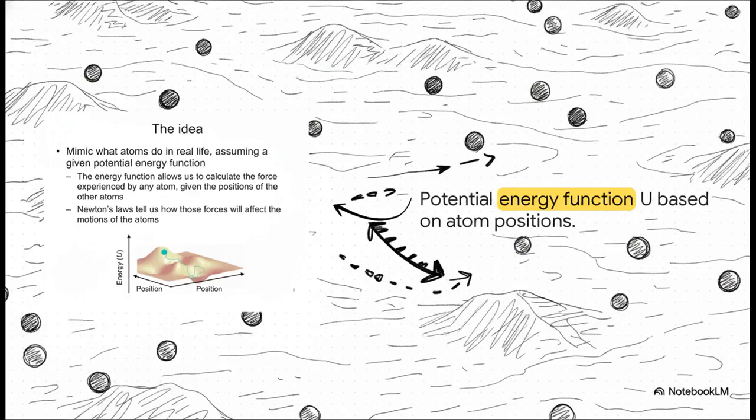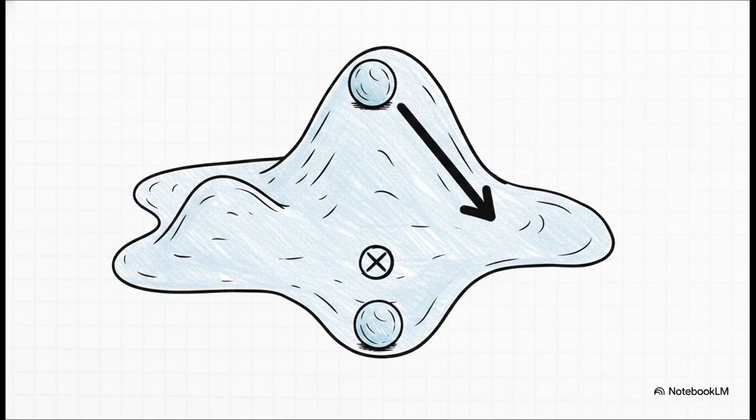The easiest way to wrap your head around this is to picture a 3D hilly landscape. The atoms are basically like little marbles rolling around on this surface. Their physical position determines their potential energy, which we usually mark as U. So let's break down the rules of this landscape.